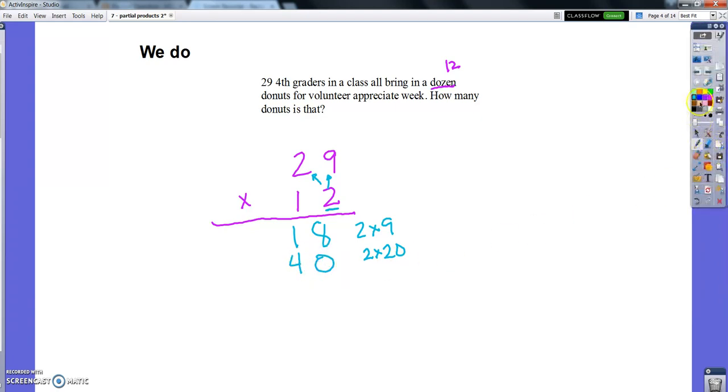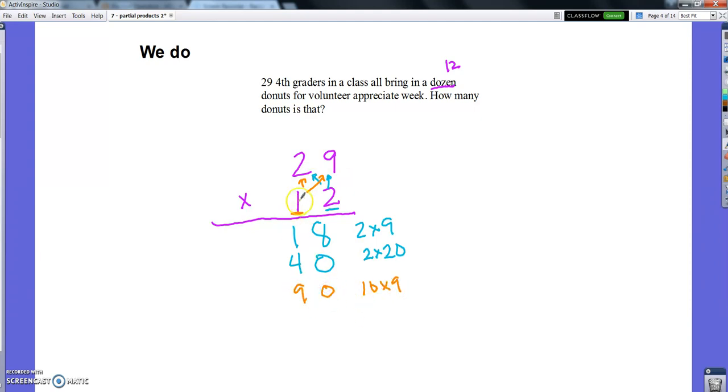Okay. I'm going to change colors. And now I'm going to multiply, use my other place in my second factor. And same thing, I'm going to multiply it by both parts of the number above. So my next partial product is going to be 10 times 9, not 1 times 9, it's in the tens place. 10 times 9, which is 90. And then my last partial product is going to be 10 times 20. 1 times 2 is 2, times 10, and times 10 again, so I'm going to have two zeros like I'm multiplying by 100. And now I have four partial products.